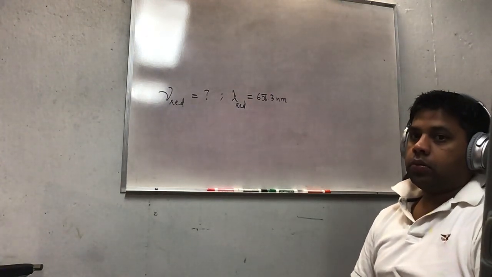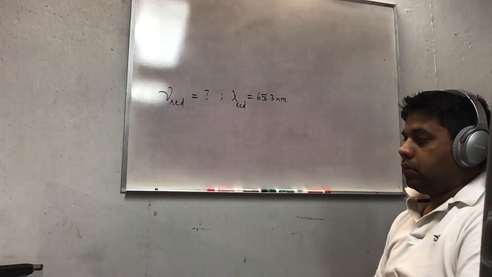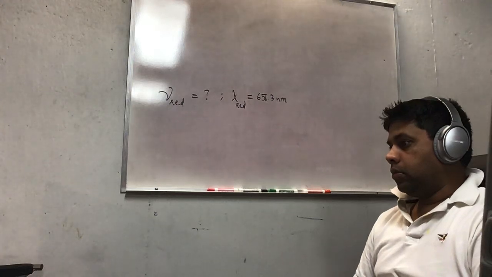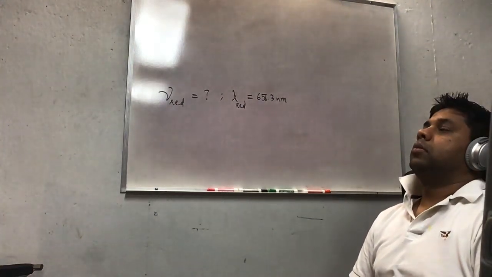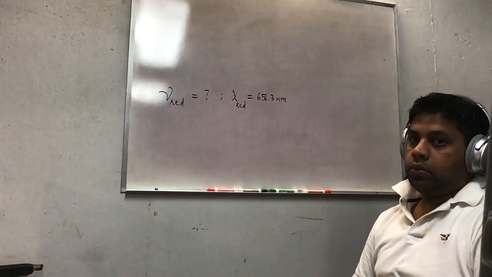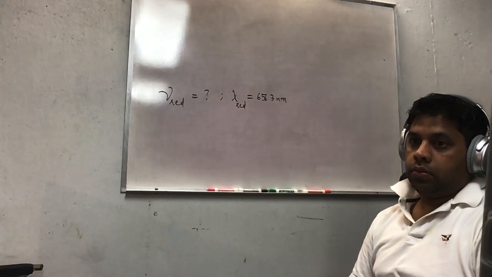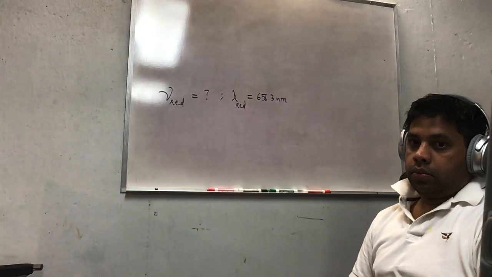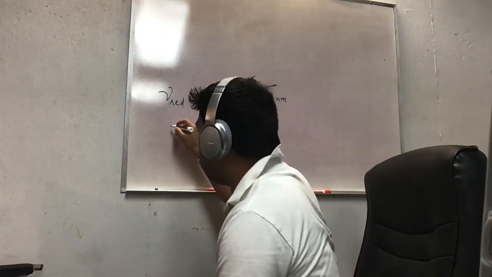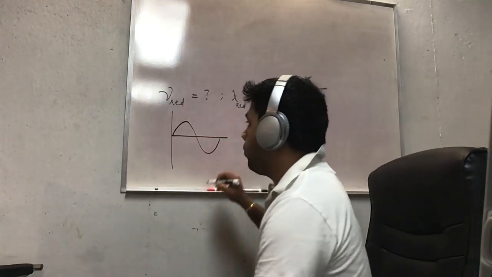Done? Zoe? Okay. So when light behaves in the form of a wave, this is a part of the electromagnetic radiation.